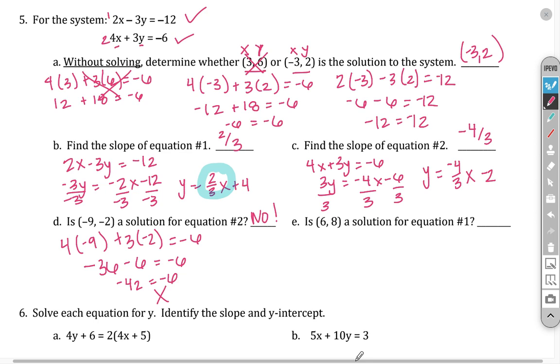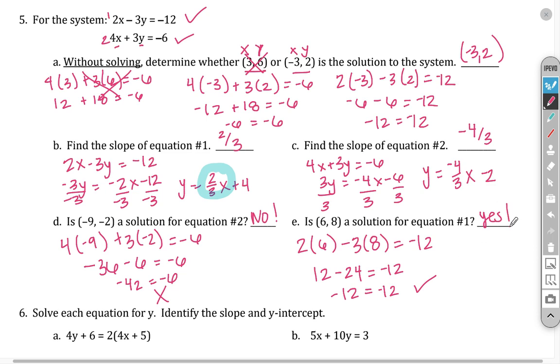All right, and then E says, is 6 and 8 a solution for the equation number 1? So let's plug that in and see. So we have 2 times 6 minus 3 times 8 equals negative 12. So 2 times 6 is going to give us 12. Negative 3 times 8 is going to give us negative 24 equals negative 12. So 12 minus 24 does give us negative 12 equals negative 12. So this one works. So this is yes.